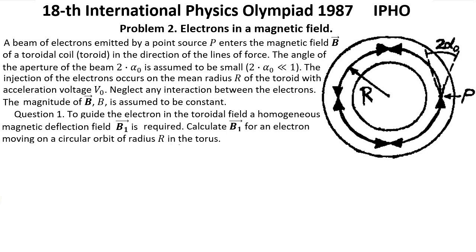Question 1. To guide the electron in a toroidal field, a homogeneous magnetic deflection field vector B1 is required. Calculate B1 for an electron moving on a circular orbit of radius r in the torus. Solution to question 1, determination of B.